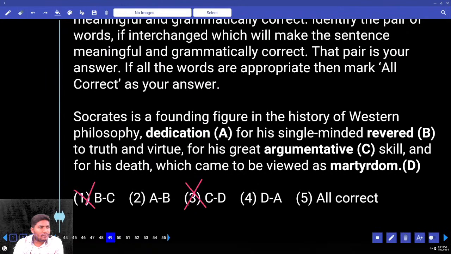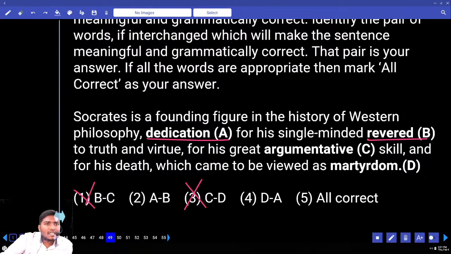What is common in both of them? A is common. So A is somewhat doubtful. Next, let us check B. Revered. Revered in the sense? What do you mean by revered? What is reverend? Respected. Revered, respected, honored, appreciated.